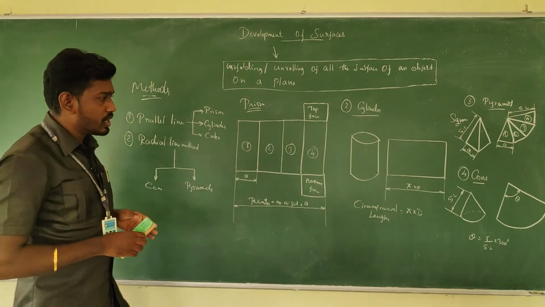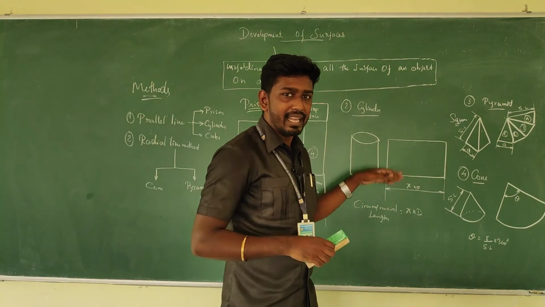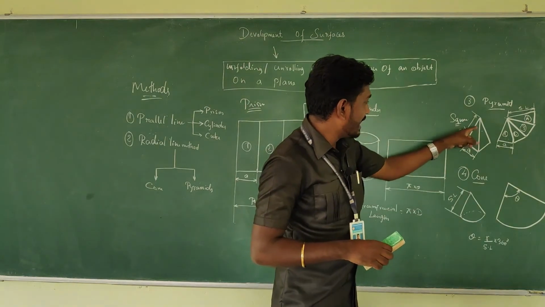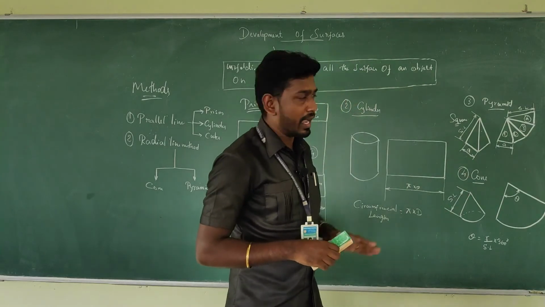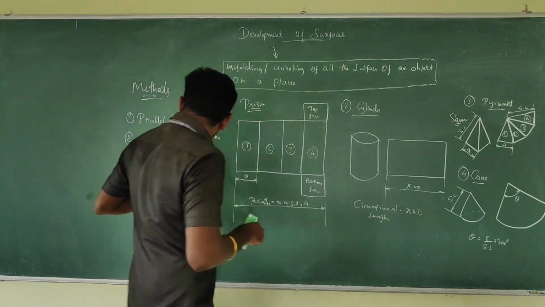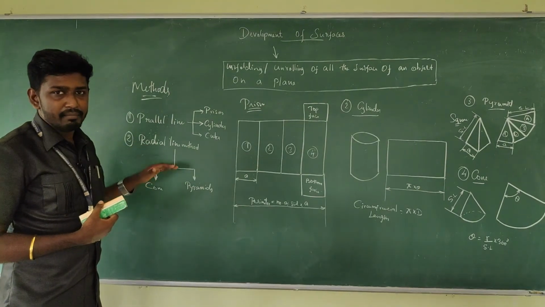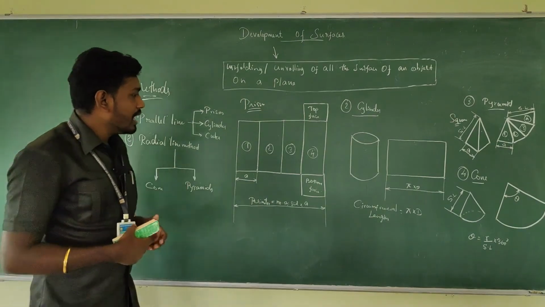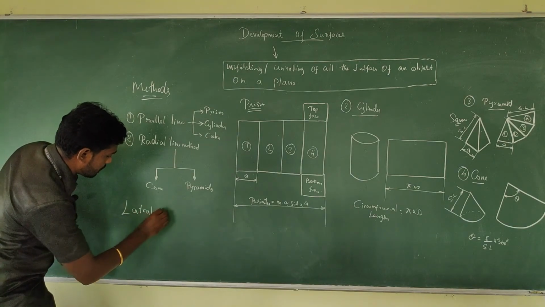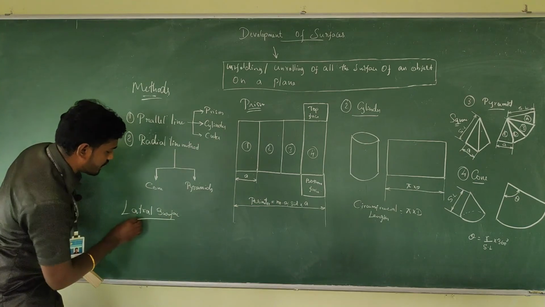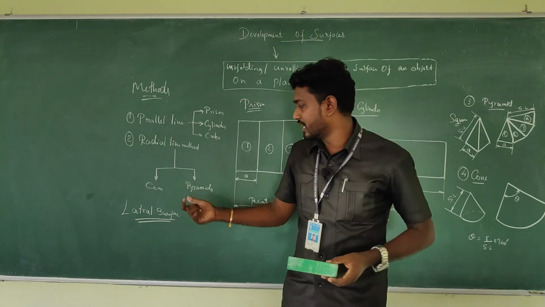Radial line method in the sense, with the help of the slant edge, called a radial edge, we can say. With the help of the radial edges, we form the triangular faces in the pyramid and cone. So pyramid and cone can be solved by using the radial line method. Okay, fine. And then we say lateral surface. Just draw the development of the lateral surface of any of the prism or cone.